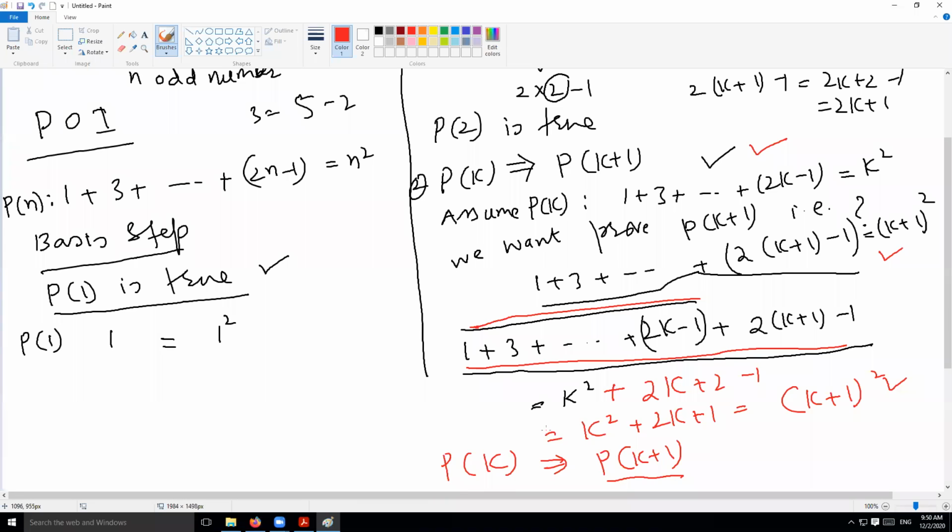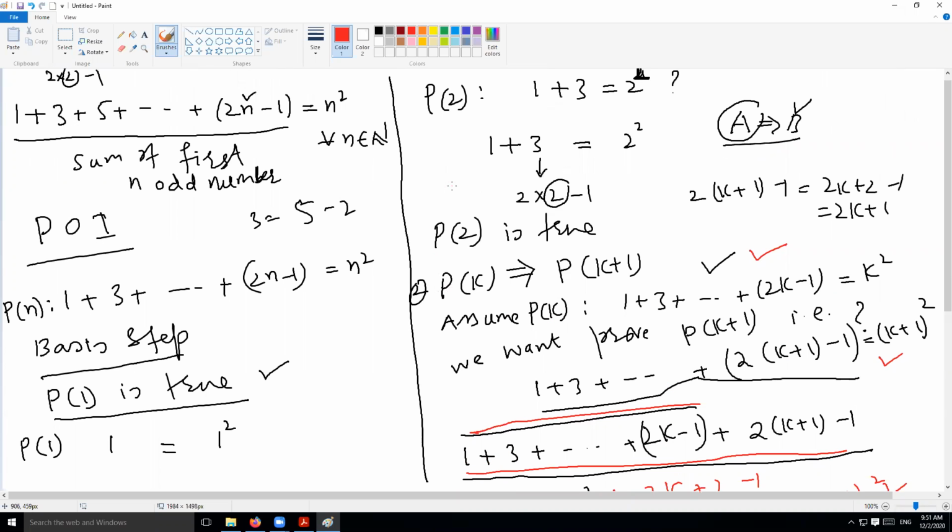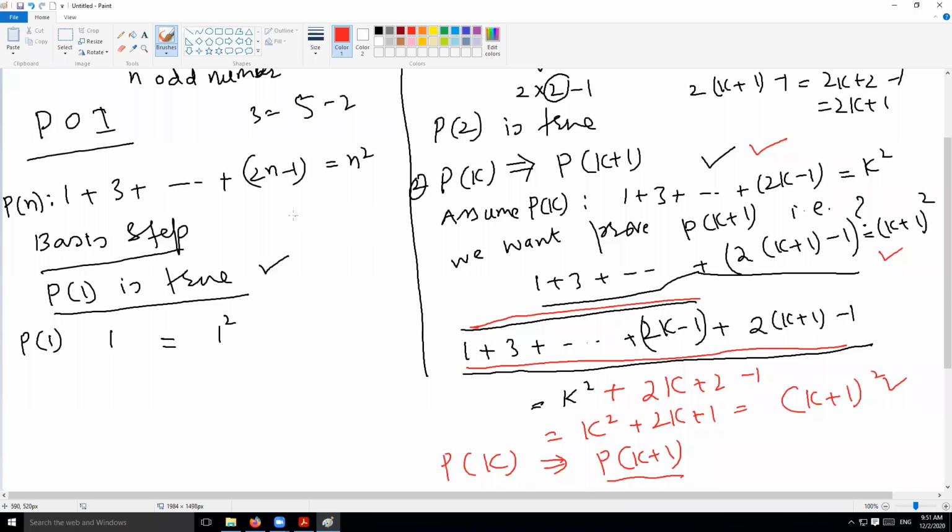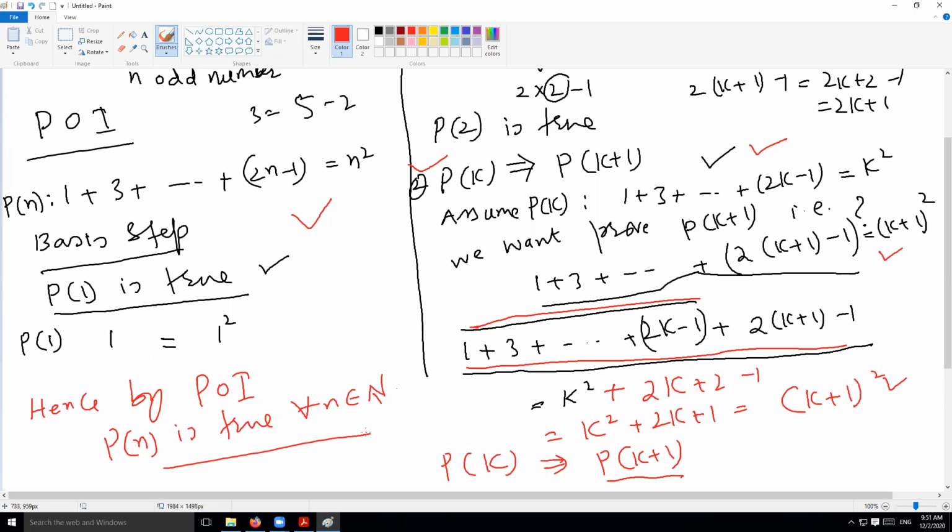Now since both steps of the principle of induction are true, you're going to say finally that hence by the principle of induction, P of n is true for all n in N, and that's it. That's really the proof actually.